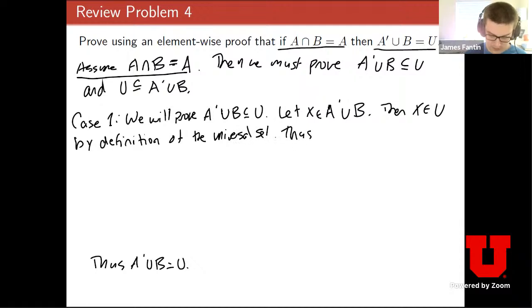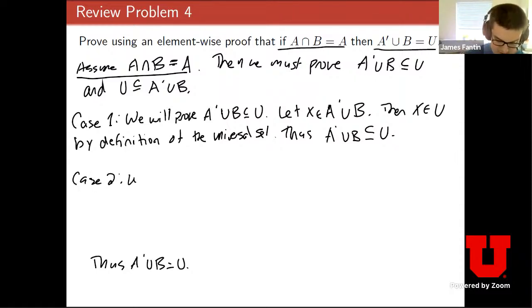So this direction is pretty easy. Basically, we just have to know the definition of the universal set, that it contains everything. So if you've got some element that's in some set, it's got to be in the universal set. So we know that this is a subset of the universal set. Now we have to go the other direction.